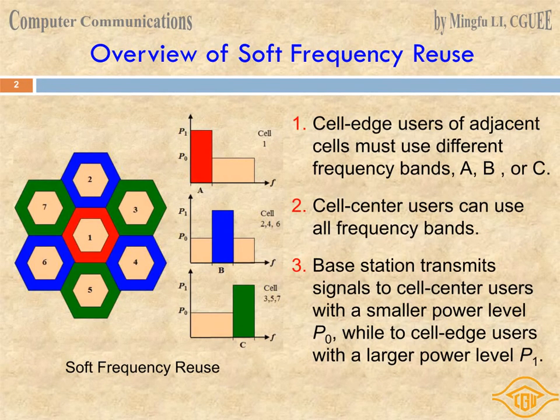It has been shown that soft frequency reuse can achieve a better spectrum efficiency relative to the integer frequency reuse and the fractional frequency reuse. In soft frequency reuse, the overall frequency band is divided into 3 bands of equal size A, B, and C. Cell edge users of adjacent cells must use different frequency bands A, B, or C. However, cell center users can use all frequency bands. The base station transmits signals to cell center users with a smaller power level P0, while to cell edge users with a larger power level P1.